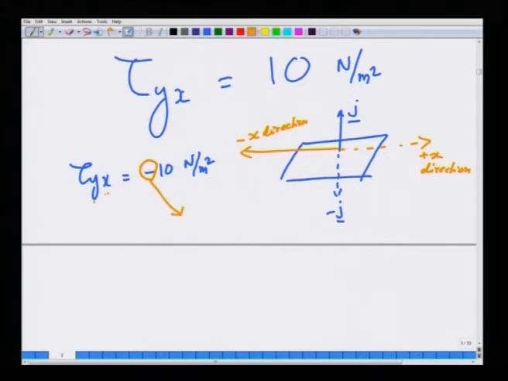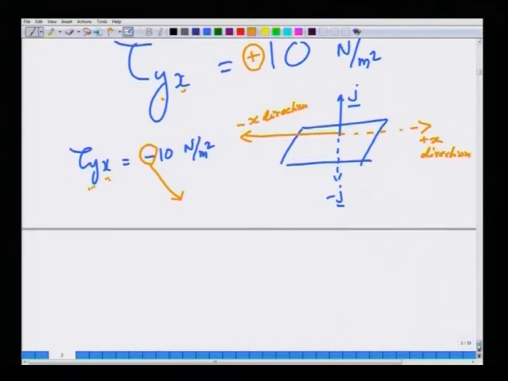So, if the stress value is negative, then it means that the direction of the force and the direction of the unit normal are opposite to each other. If the stress value is positive, then the direction of force and the direction of unit normal are along the same direction. They both could be positive, or both could be negative. Here, if one is negative, the other is positive, and vice versa. So, that is the sign convention for the stress tensor.